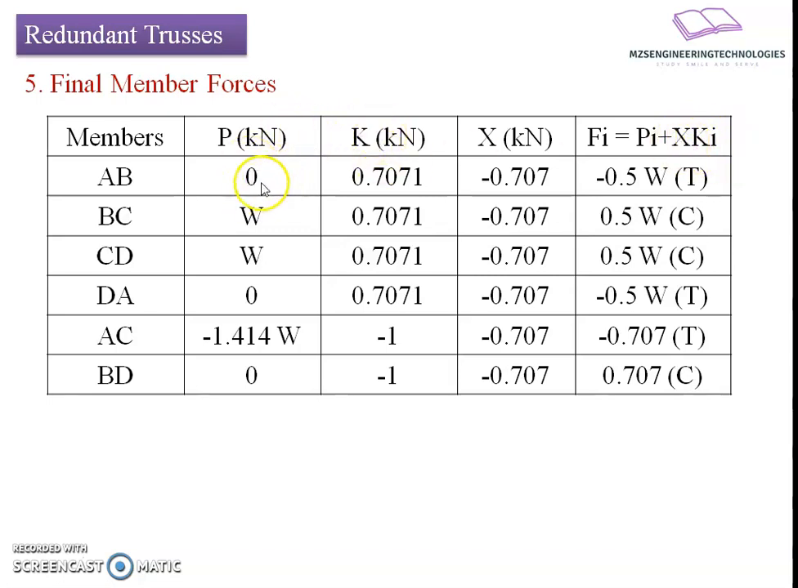For the first case the P force is 0, and then if we take the product X into Ki, we get 0.707 multiplied by minus 0.707, meaning a negative answer, about minus 0.5 W, which means it is tensile in nature. Whereas for BC, it has a magnitude W, 0.707 plus 0.707 into minus 0.707, which is a negative component. If you take the summation, the resultant value will be 0.5 W, a positive value. That's why I put compressive as the nature of the force here. Likewise I will do the calculation for all the members, and the final forces will be written like this.